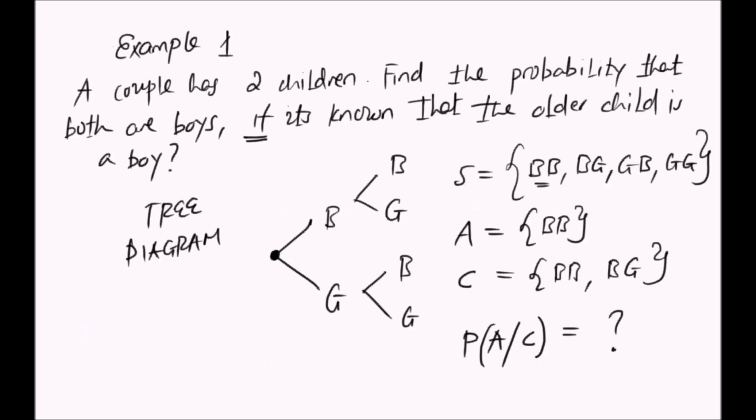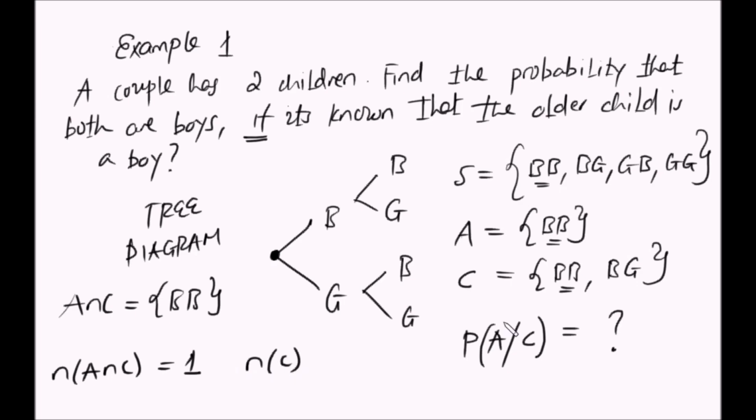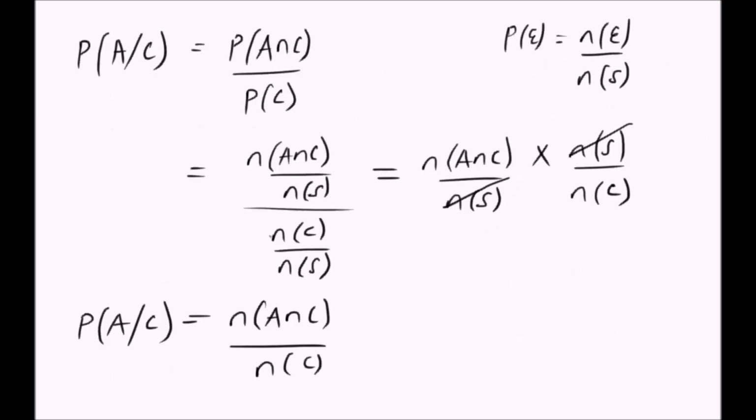So here we had A and C. You can see that A intersection C will be only BB, isn't it? So the number of elements of A intersection C is how many? 1. While the number of elements of C is how many? 1, 2. So our conditional probability is 1 over 2, which is 0.5. So the probability that both children are boys, given that the older child is a boy, is 0.5.